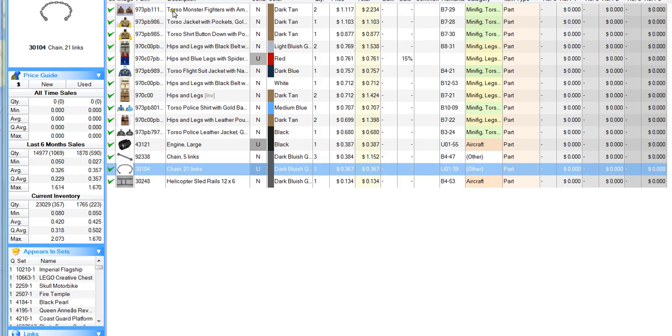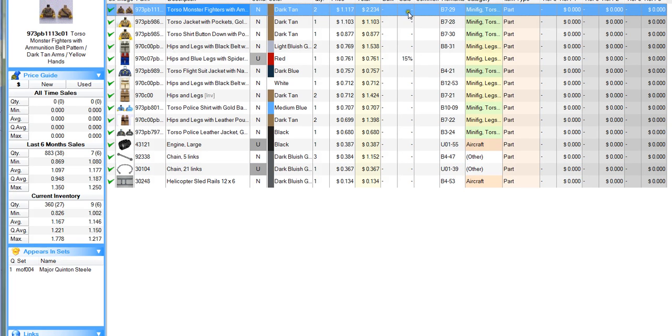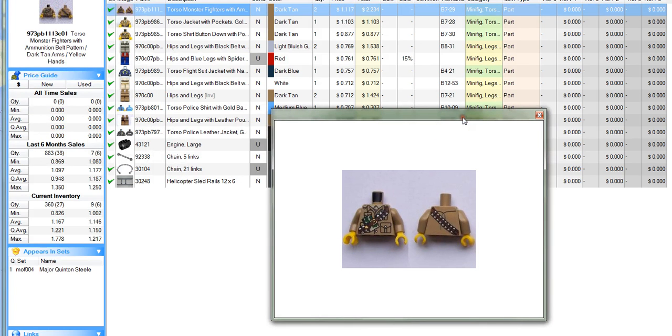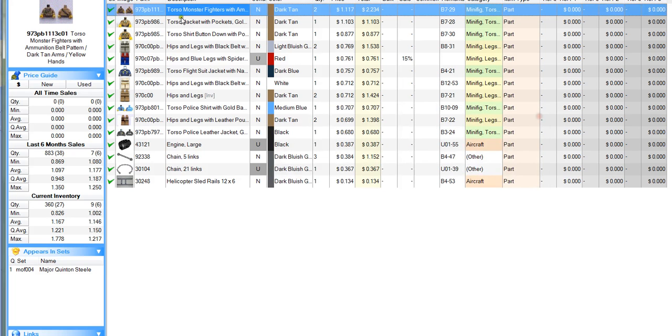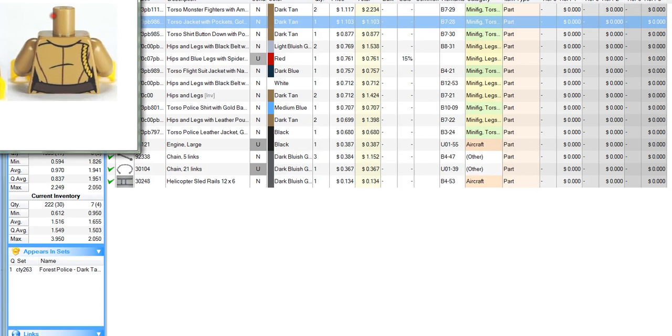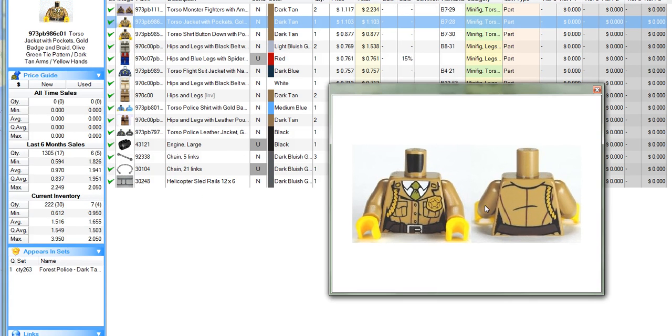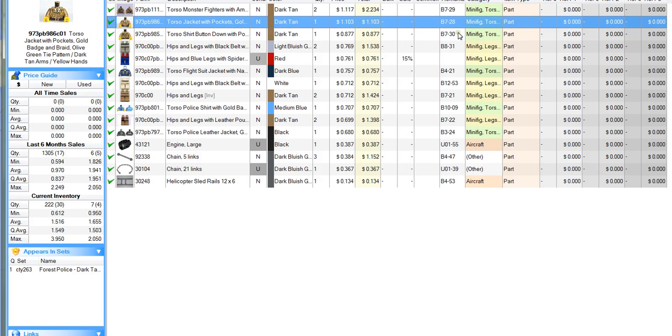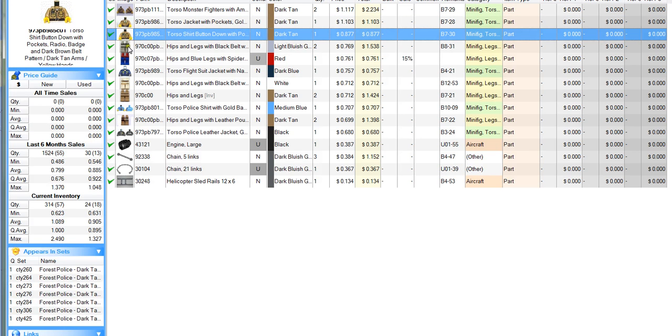Anyway, continuing. Torso-wise, we had a few torsos. I have this done by price, so I'll do the couple over a dollar first, which is a Monster Fighters. Again, I don't know what set this one came in. I parted out a few of them, but I apparently had a couple, because they got two of them. I sold them for $1.11. Then the second one is the Forest Police. It's a woman, because it has the curves in. The Sergeant or something, I guess, from the Forest Police. And then we have another Forest Police torso.